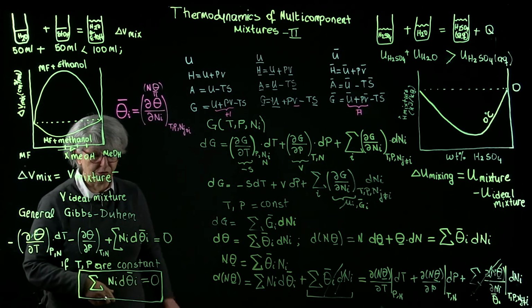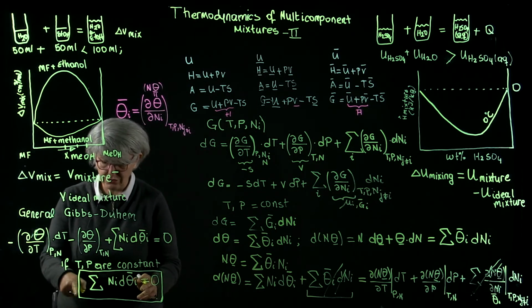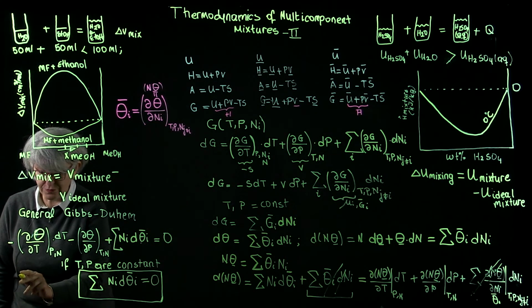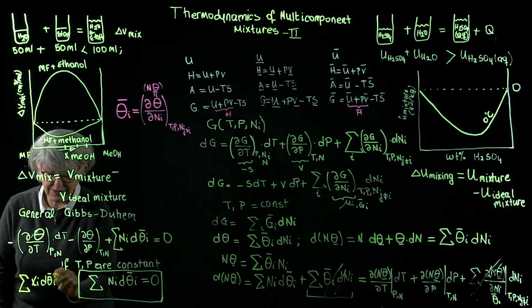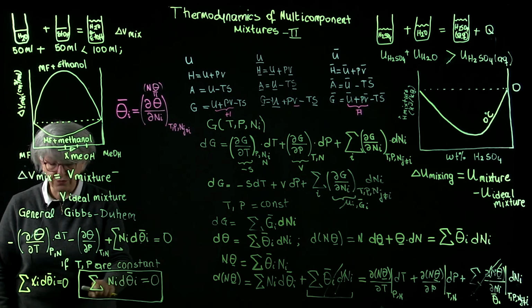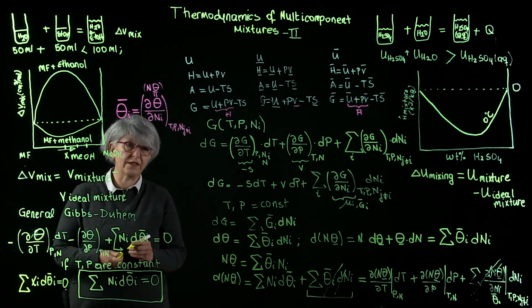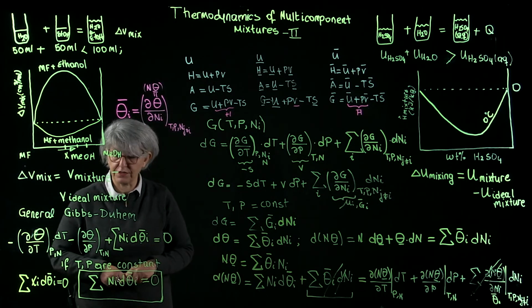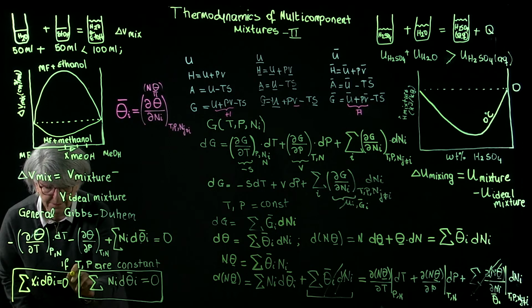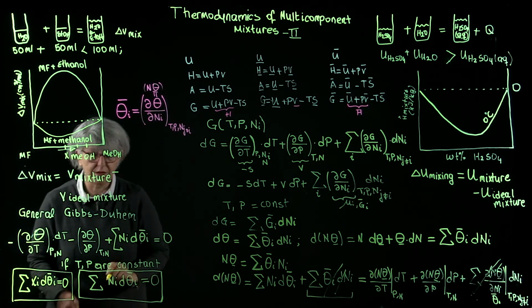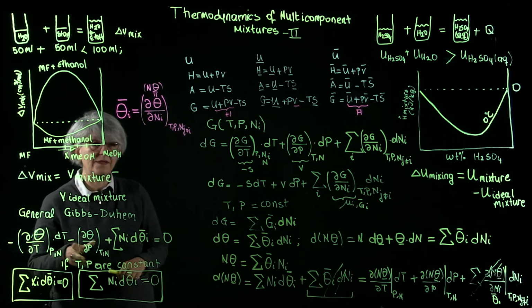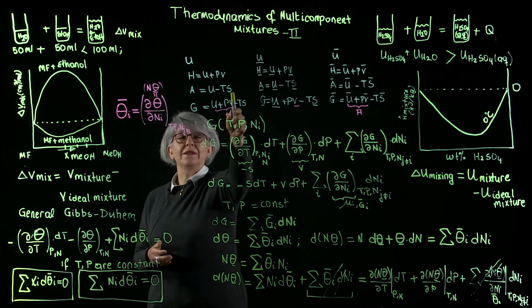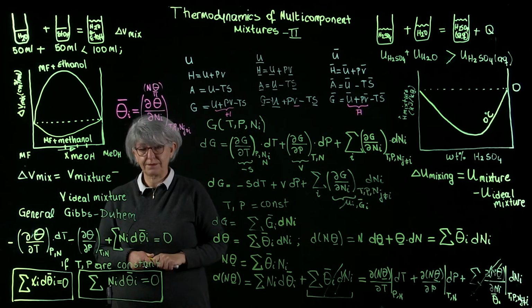This is for number of moles. If we divide this by total number of moles, we get the equivalent in terms of mole fractions. Summation of xi dθi is equal to 0. This is equally valid. If I divide this one by total number of moles, I get a mole fraction equivalent of the same relationship. So this is the specific Gibbs-Duhem relationship for constant temperature and pressure. This is the general Gibbs-Duhem relationship, and θ represents any thermodynamic property: S, U, P, V, H, A, G, and T. Yeah? All right.